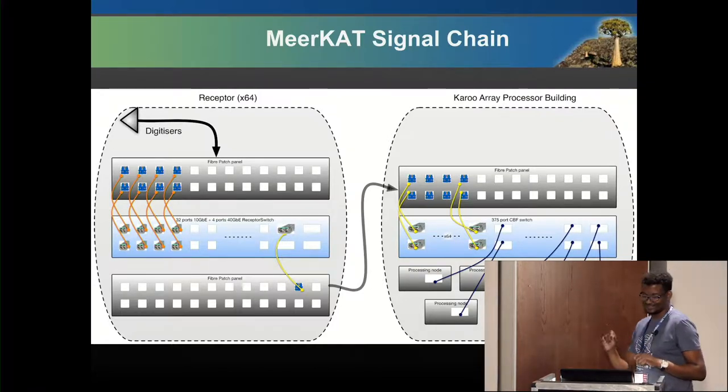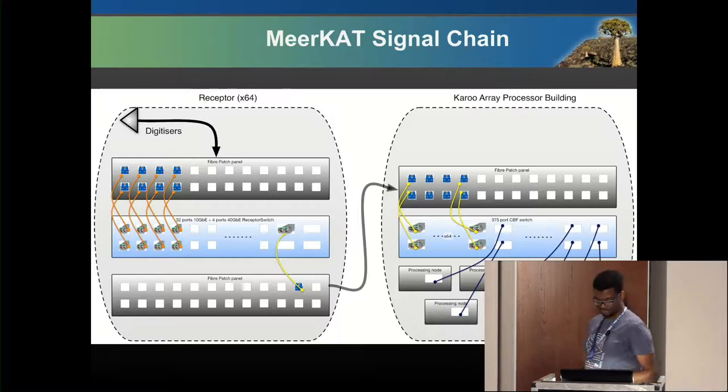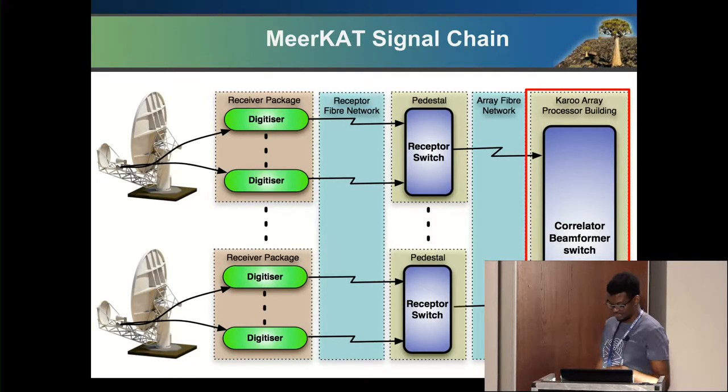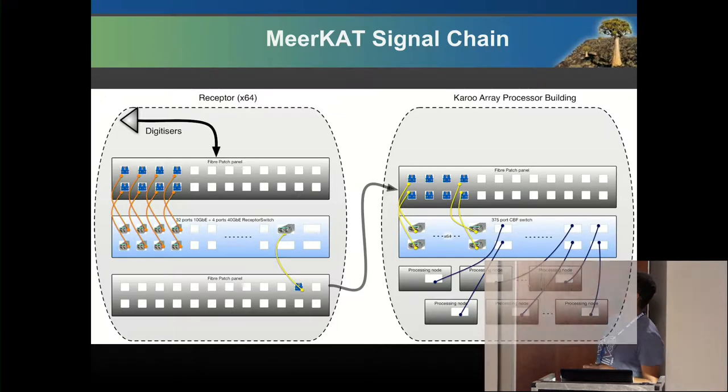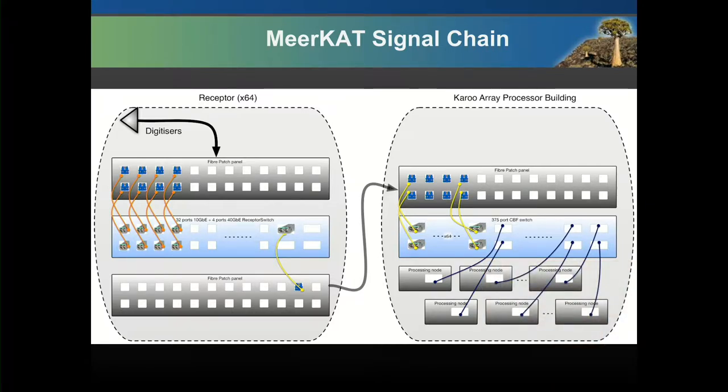This is the MeerKAT signal chain block diagram, and this is where all the fun happens. I couldn't do a screen mirror, so I'm going to try to walk through here. From your far left, you've got your receptors, signals coming in over fibers. They go to fiber patch panels, and then they go to switches. That's where all the fun occurs.